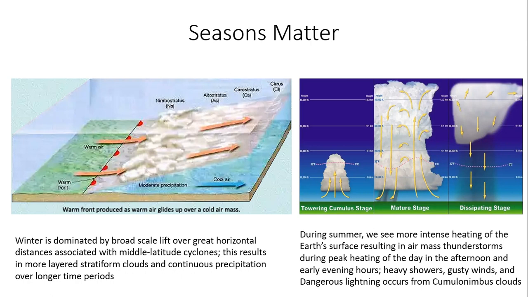The graphic on the right shows what it will look like during the summertime, where we get these puffy cumulus clouds to develop. We see more intense heating of the Earth's surface throughout the course of the day. And as the air is heated at the surface, the air parcels rise, they cool, they expand, eventually they reach saturation, and that change from water vapor to a liquid occurs. That's known as condensation. This results in air mass thunderstorms on a pretty regular basis during the peak heating time of the day, usually in the afternoon into the evening hours. Heavy showers, gusty winds, and dangerous lightning occur from what are known as cumulonimbus clouds, which are the true thunderstorm clouds.